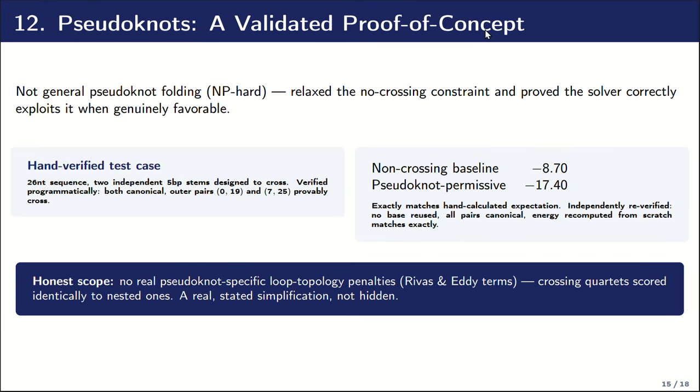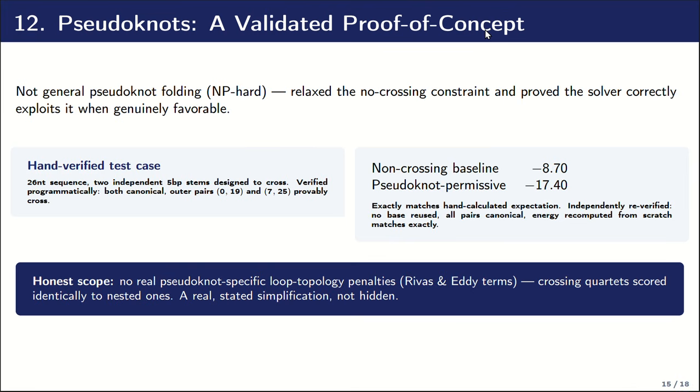I did not add real pseudoknot-specific loop topology energy penalties. The extra thermodynamic cost that a real crossing structure incurs is beyond simple tracking. My crossing quartets are scored identically to nested ones. That's a real simplification, stated directly, not hidden in a footnote.